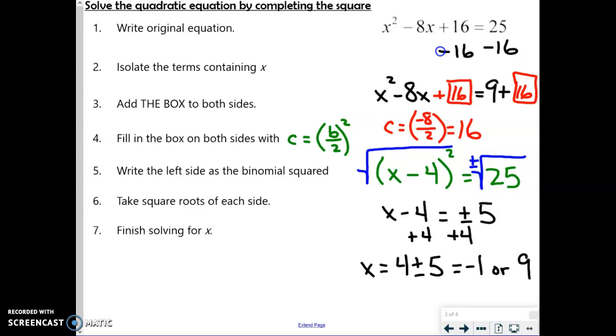If you check those back in the original, negative 1 squared is 1. Negative 8 times negative 1 is 8. So 1 plus 8 plus 16 is 25. So it works. If we put a 9, 9 squared is 81. Negative 8 times 9 is negative 72. So 81 minus 72 plus 16 is also 25. So just again, remember, ladies and gentlemen, to check your work.